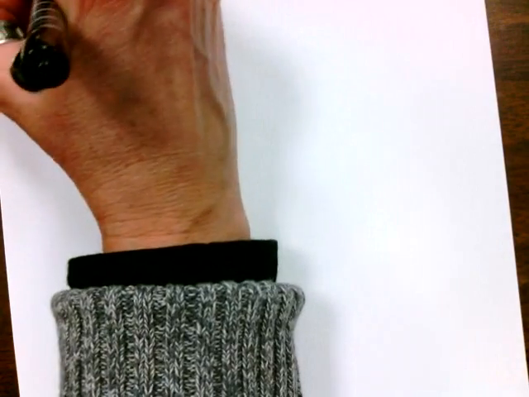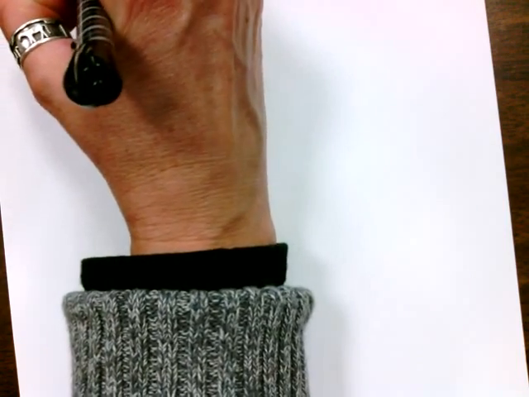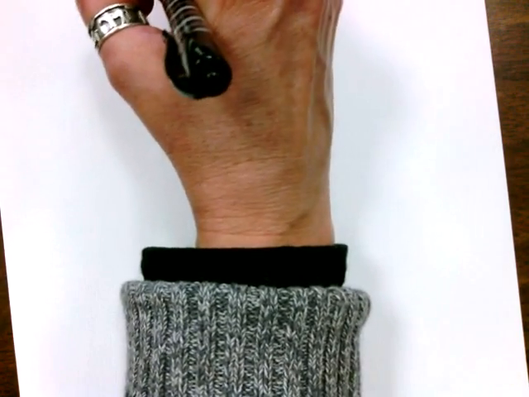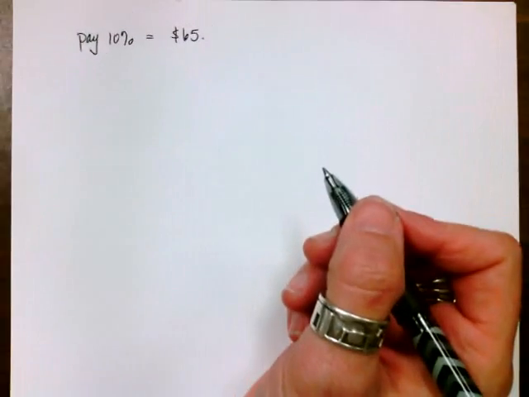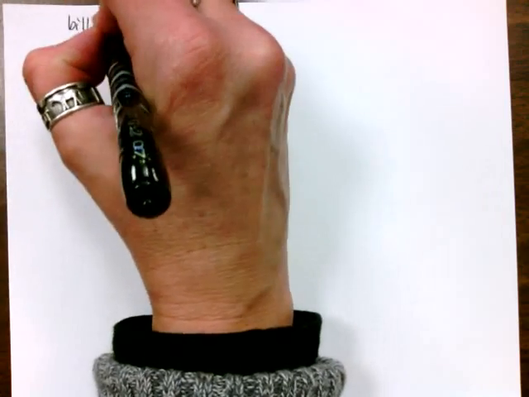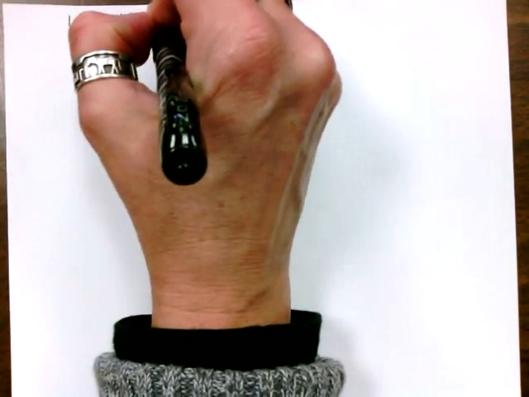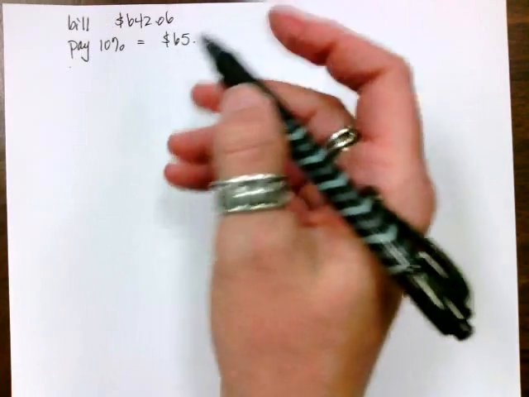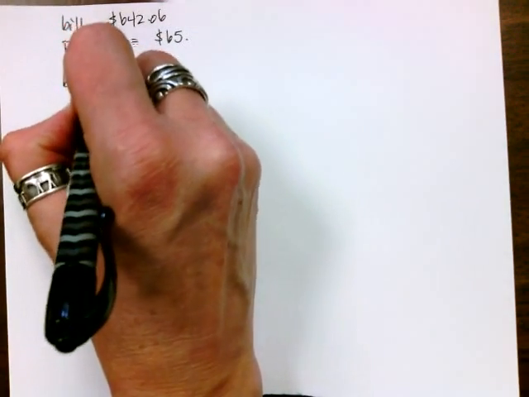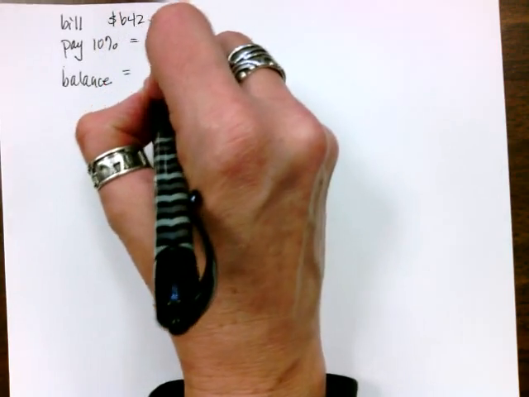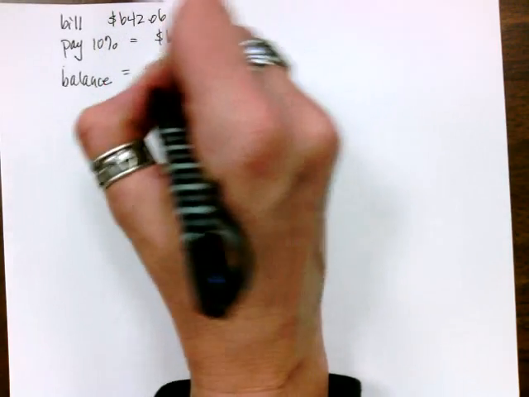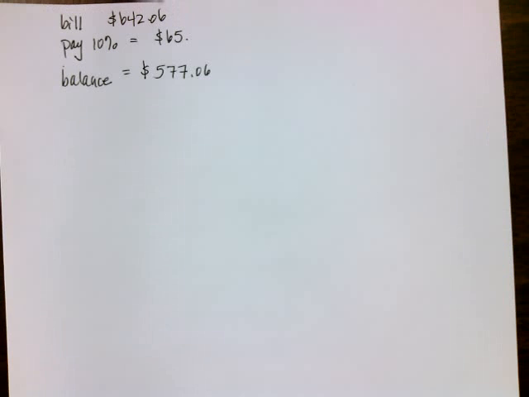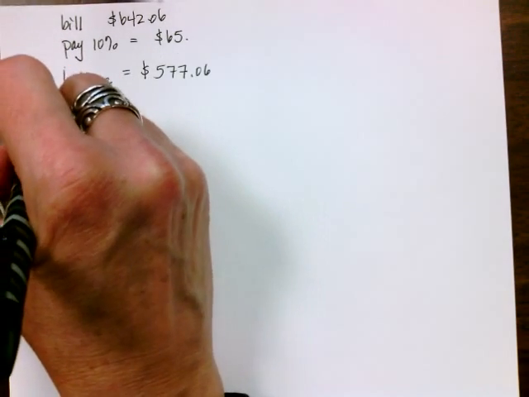So I'm going to make a payment in month 2 of 10%. I'm going to pay $65, this time a little bit more than 10%. My bill, when it came, was $642.06, and I'm going to pay $65. So the balance at the end of month 2 is $577.06. All right, so that's after 2 months. The amount that I owe is still going higher. Let's do one more month.